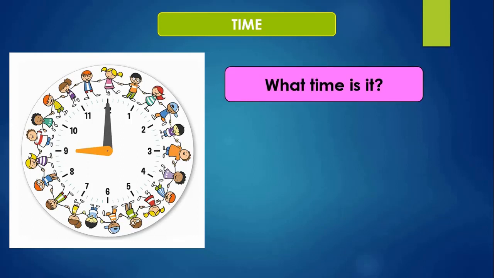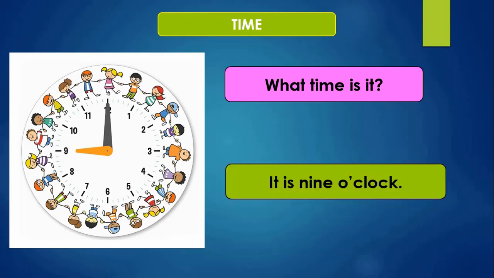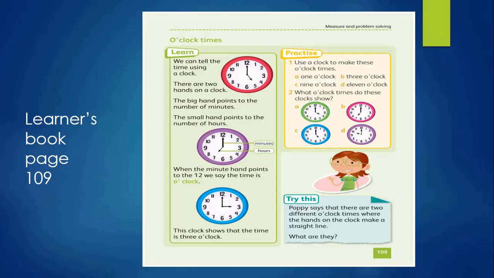What time is it? The small one is on 9, the big one is on 12. So what time is it? It is 9 o'clock. Great, well done, guys. Now, all of you open your learner's book, page 109. Are you ready?